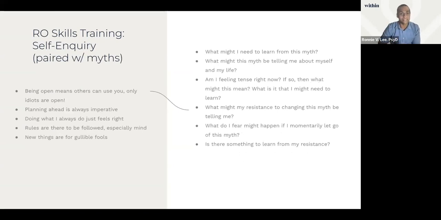I'll just quickly, this is myths on the left, so myths about the ways that we function, and then some self-inquiry questions on the right. So I'll read from the right here. Second bullet point, what might this myth be telling me about myself and my life? The fifth bullet point, what might my resistance to changing this myth be telling me? And the last one is, is there something to learn from my resistance? So the self-inquiry questions go on forever. I think they're really useful. And again, it's to inquire about our day-to-day functioning, right? Let's analyze it.